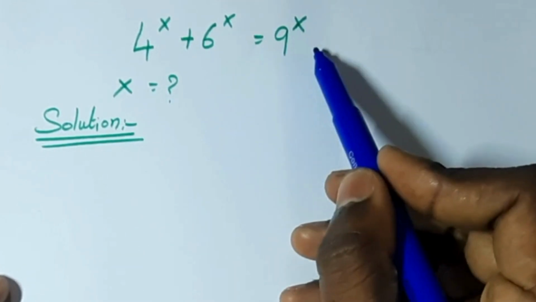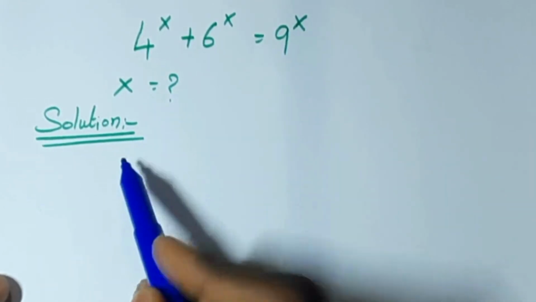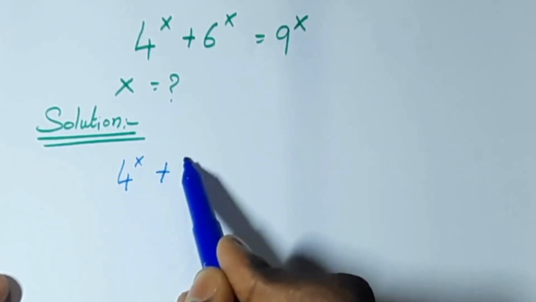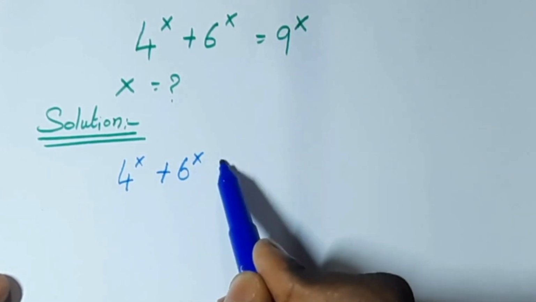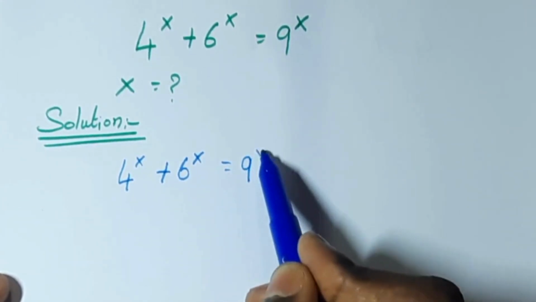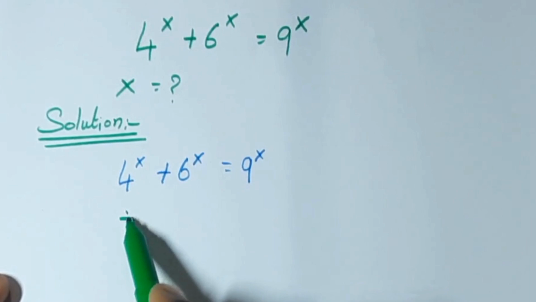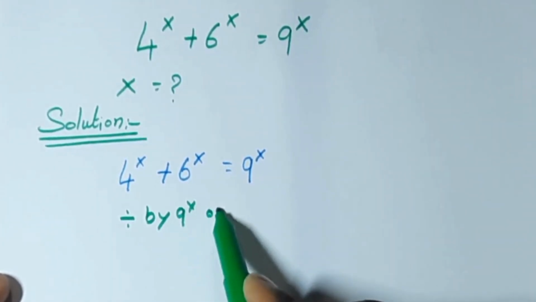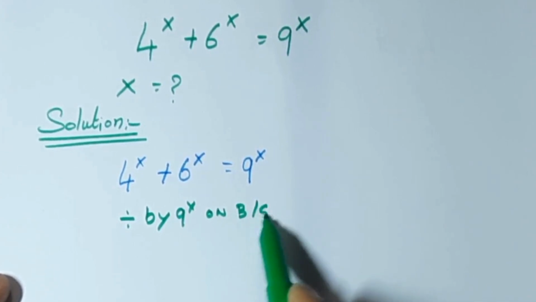Today we are going to solve this equation to find the x value. Solution: 4 to the power of x plus 6 to the power of x equal to 9 to the power of x. Divide this equation by 9 to the power of x on both sides.